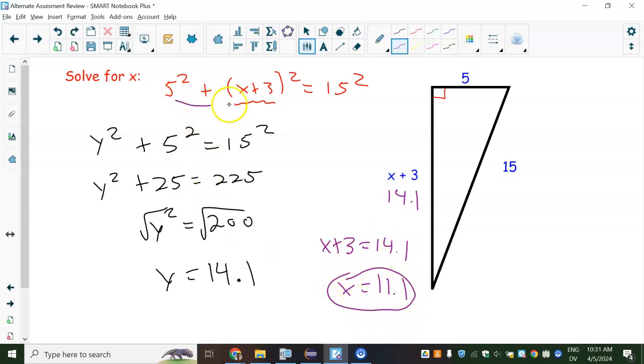Right, so you could solve all this too, and you should get 11.1, but it's going to be a lot easier just to figure out the number and then subtract 3 from it. Hopefully that makes sense.